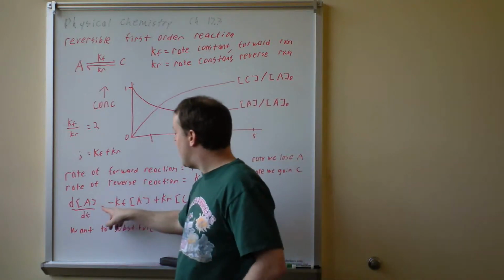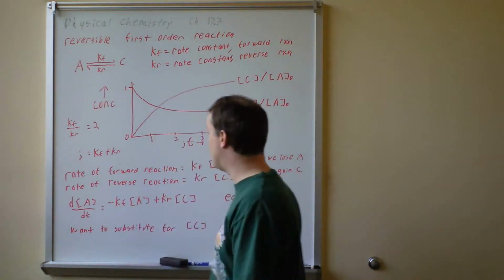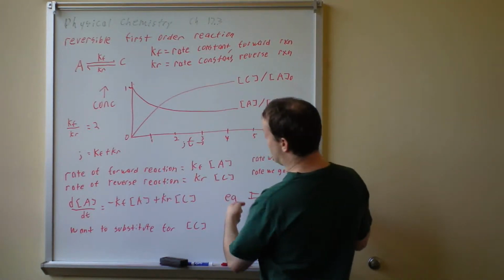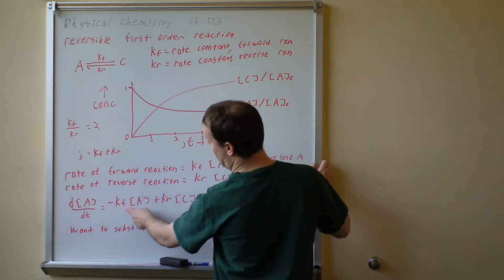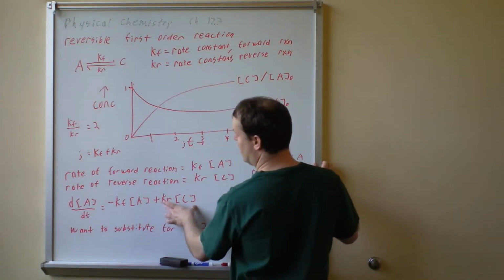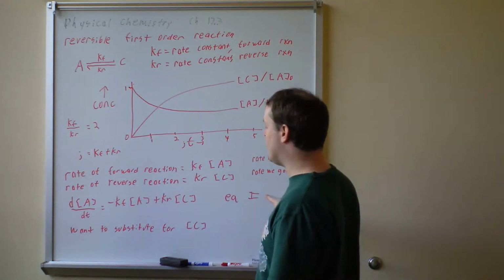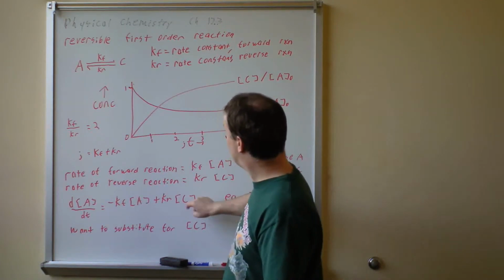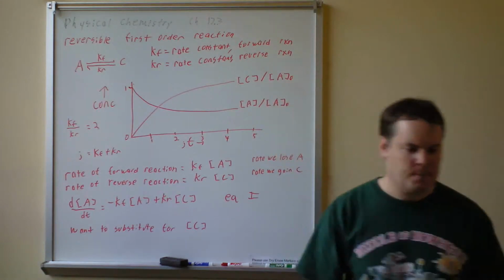So the derivative of the concentration of A with respect to time: remember, we're going to be losing A and we're going to be gaining A. So we subtract out the A from the forward reaction and then add in the change in A from the reverse reaction. We're going to call this equation 1. But what we want to do is find a formula for the concentration of C and substitute that back in here.